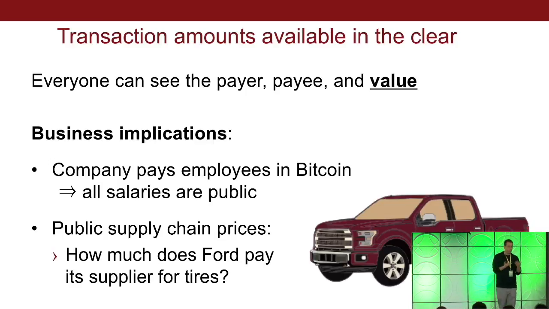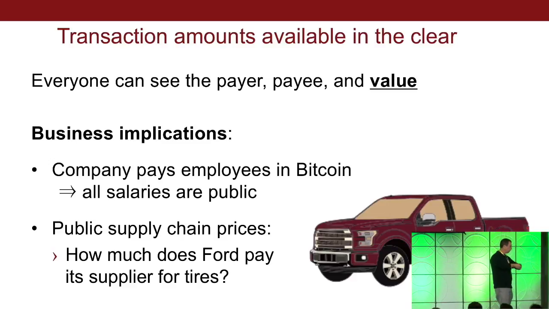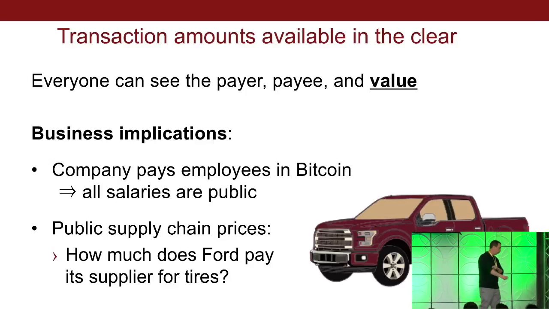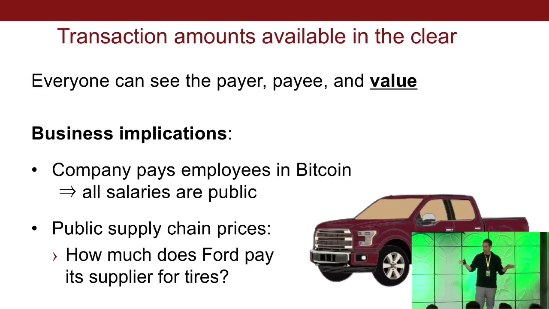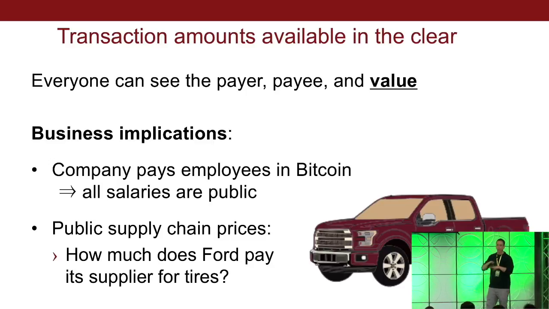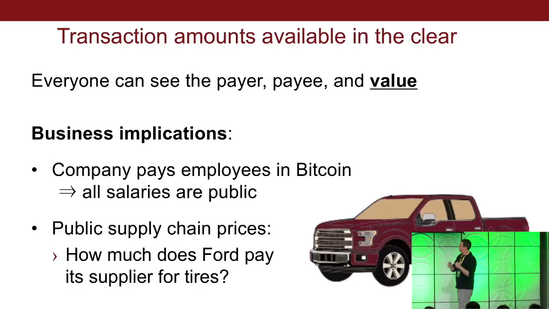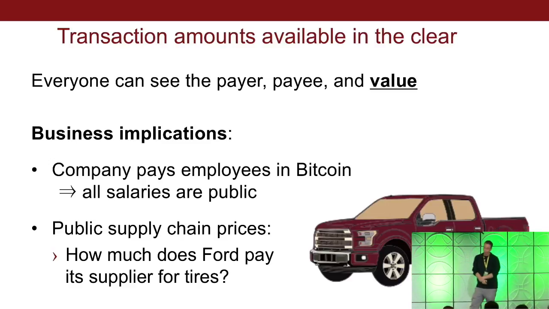Moreover, if businesses wanted to use it for their own transactions, say, Ford wants to buy tires from its tire supplier, essentially it would pay the tire supplier in cryptocurrencies. Anyone looking at the blockchain can see exactly how much they're paying for parts, which is basically a non-starter for business. Yeah, so the fact that the amounts are available in the clear means it can never be used to pay salaries. It can never be used for supply chain management and so on. So we have to do something to fix that.